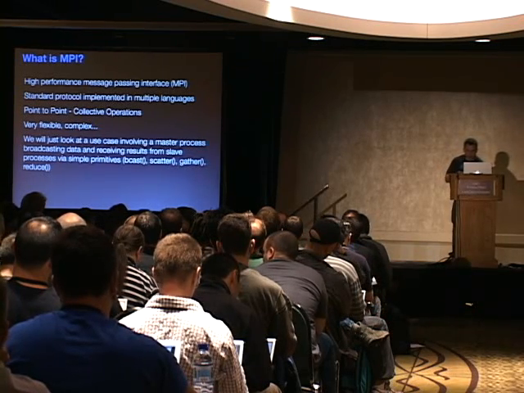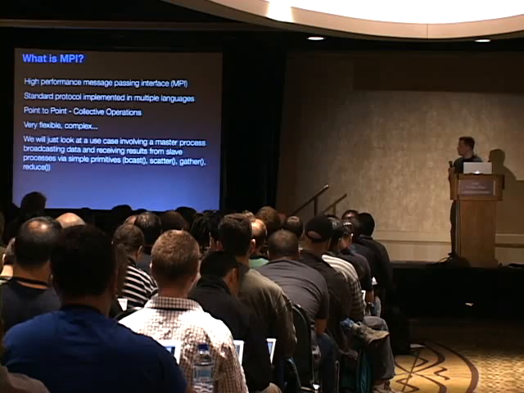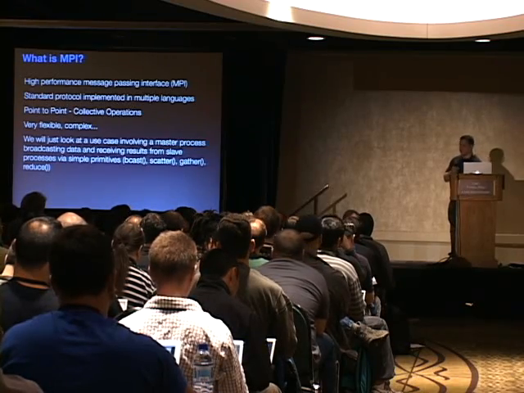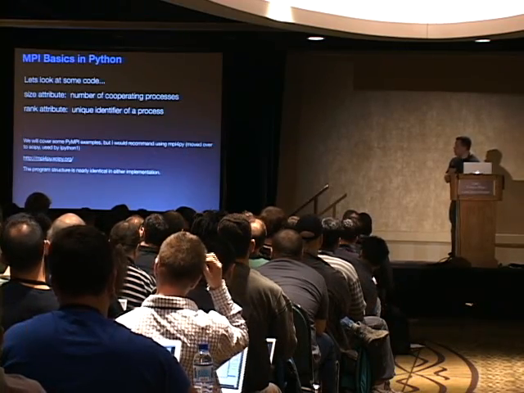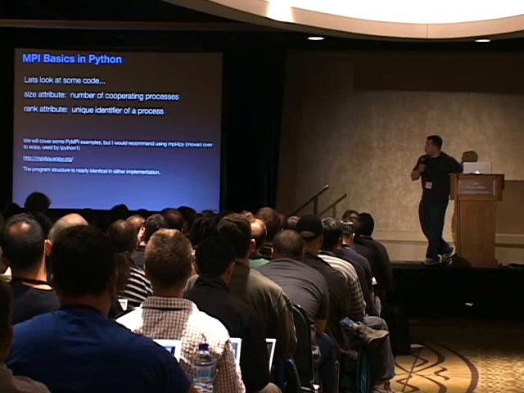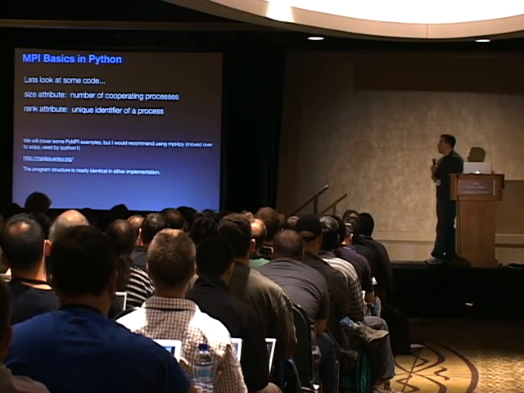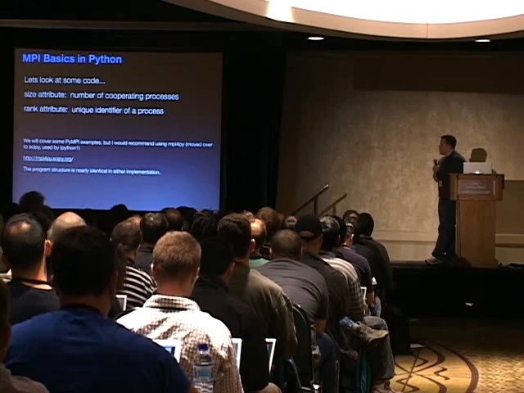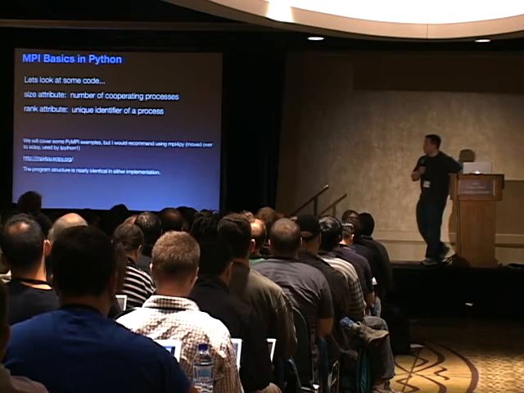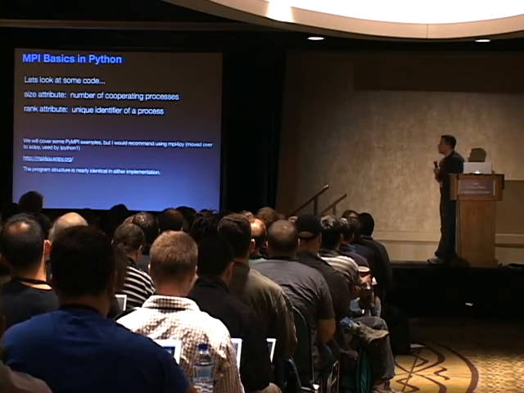Now, I'm going to skip through this. Basically, there's a bunch of primitive operations for nodes to talk to each other. And it might help to look at some code. So we're going to look at PyMPI again. The syntax is fairly similar to MPI for Py.